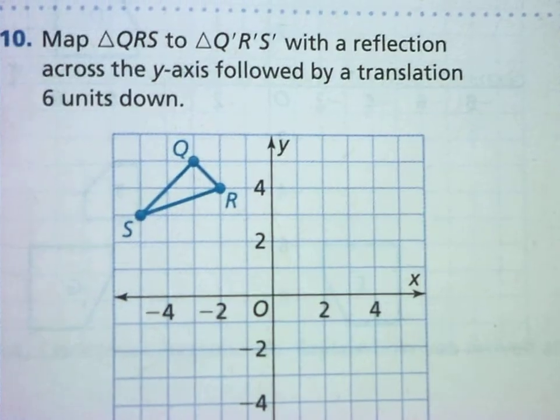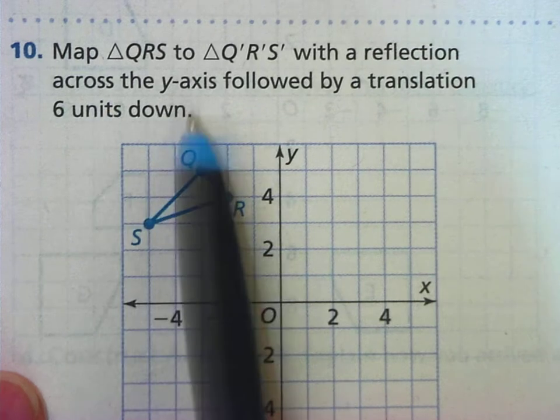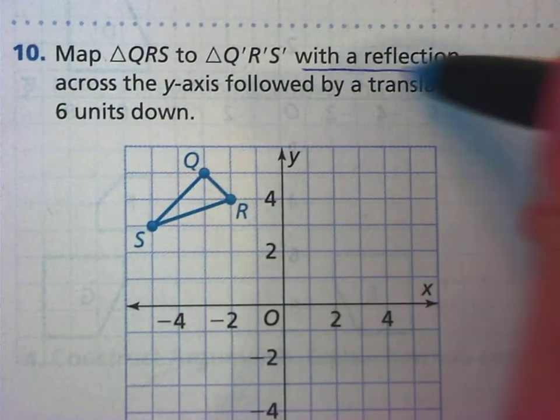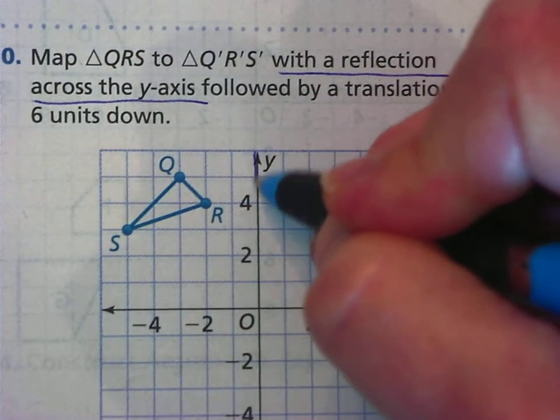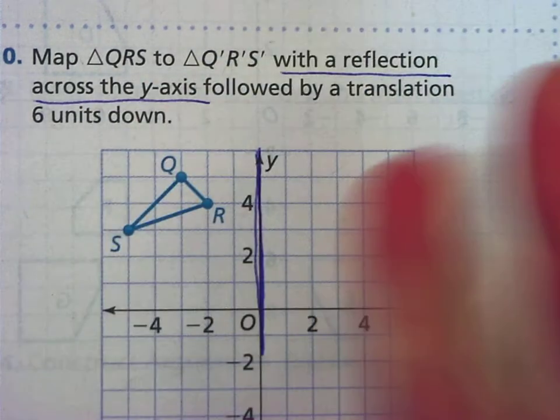Okay, so this says map triangle QRS to Q'R'S' with a reflection across the y-axis, followed by a translation of 6 units down. Okay, so the first thing we're going to do is reflect across the y-axis. So folks, this is your y-axis. We're going to flip this triangle over the y-axis.